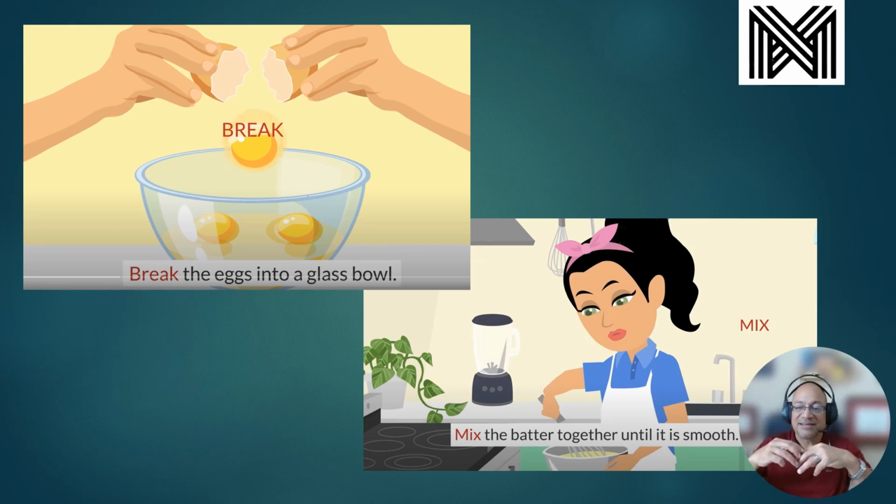Break. Remember the mom was making omelettes? So break the eggs into a glass bowl. Mix the batter together until it's smooth, until it's very runny. So you can say mix or whisk it. Next one.